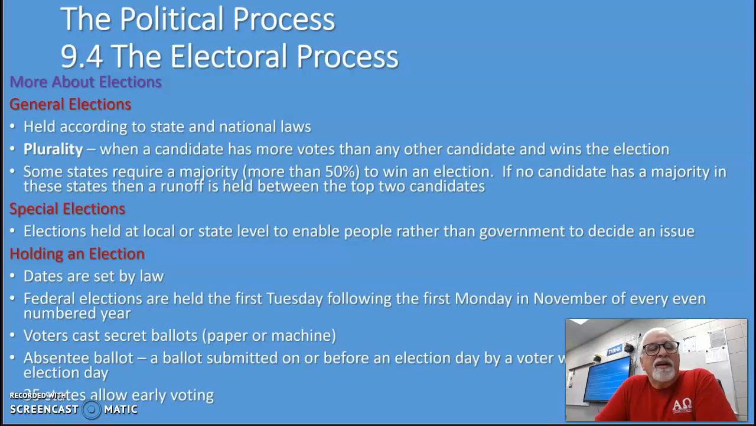Elections are held at local or state levels, or occasionally special elections. If someone dies in office, they have to be replaced. The dates of the election are set by law. Federal elections are held the first Tuesday following the first Monday in November of every even-numbered year. And those are congressional elections every 2 years. Presidential election is held every 4 years when that congressional election is held. Voters cast secret ballots on paper or machine. An absentee ballot can be submitted on or before election day by a voter who cannot be present on election day. And 35 states do currently allow early voting.